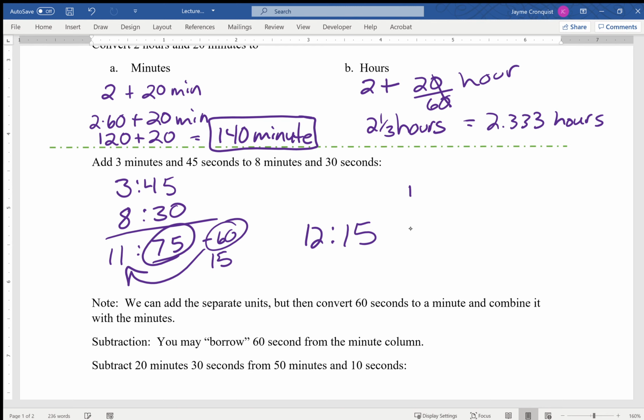Okay. Another way to look at 75 seconds, sorry, 75 seconds, which is what I have, is equal to 1, that's the first 60, and 15, 1 minute, 15 seconds, right? So the 15 is here, and I had to add the 1 minute to the 11 to get 12.